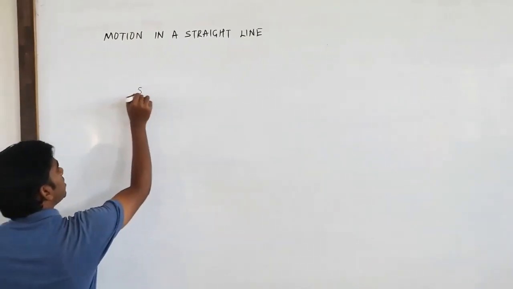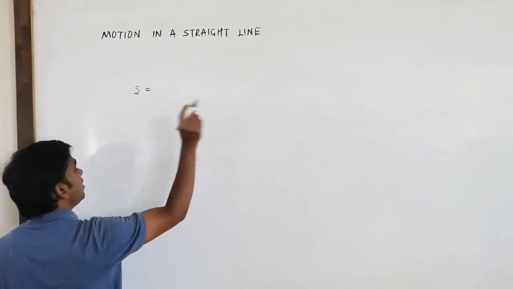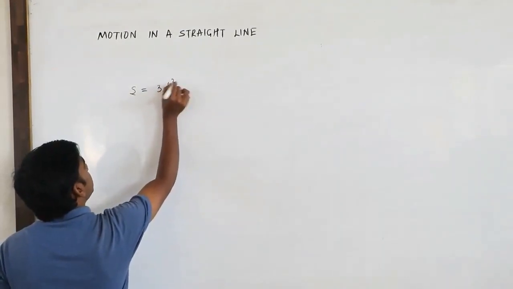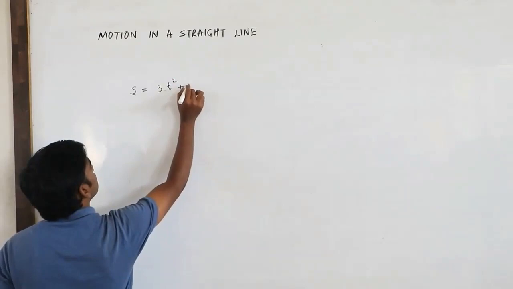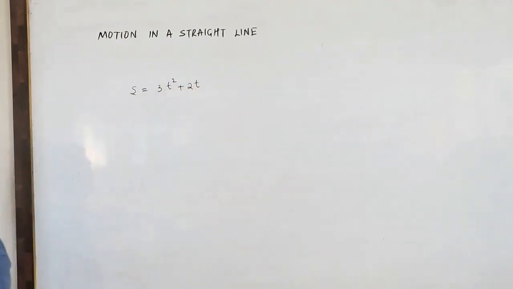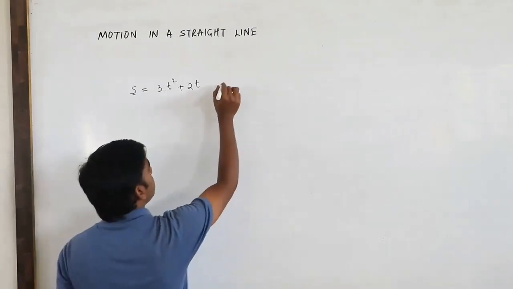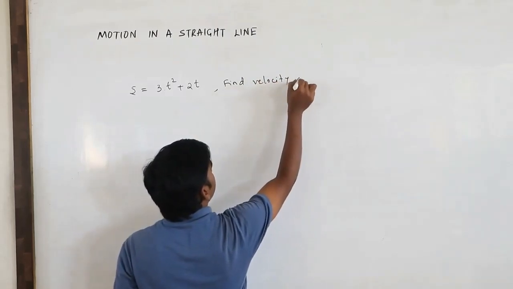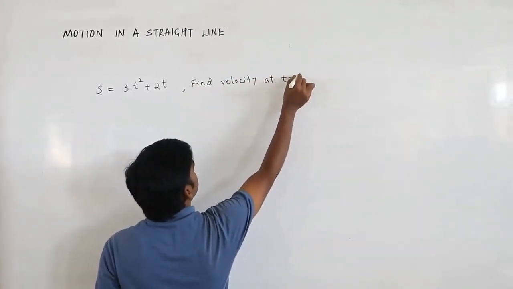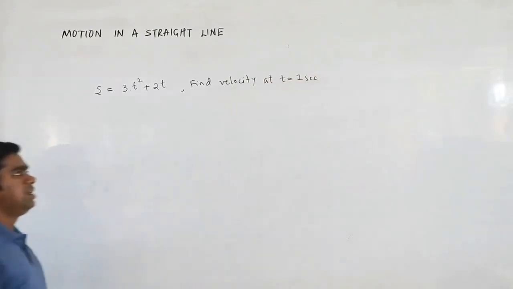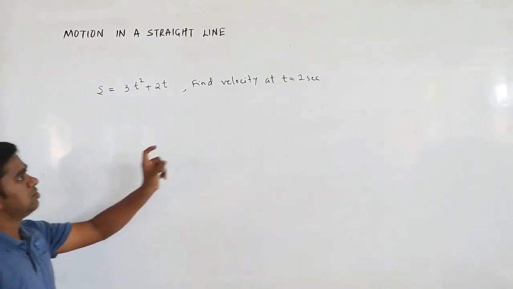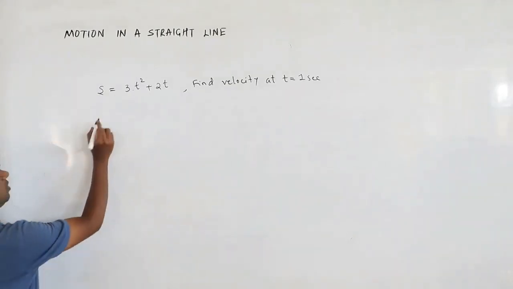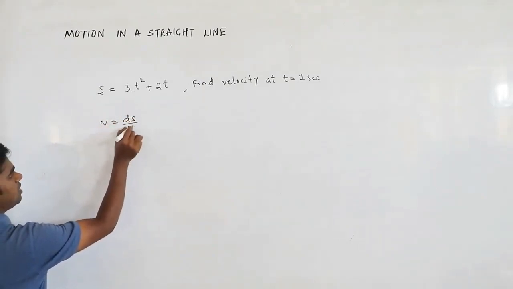I will take one more simple example, a little different. Say s equals 3t square plus 2t. The question is find velocity at t equals 1 second. Only this much extra is coming in this problem. So how to do that? We know that velocity is ds by dt.